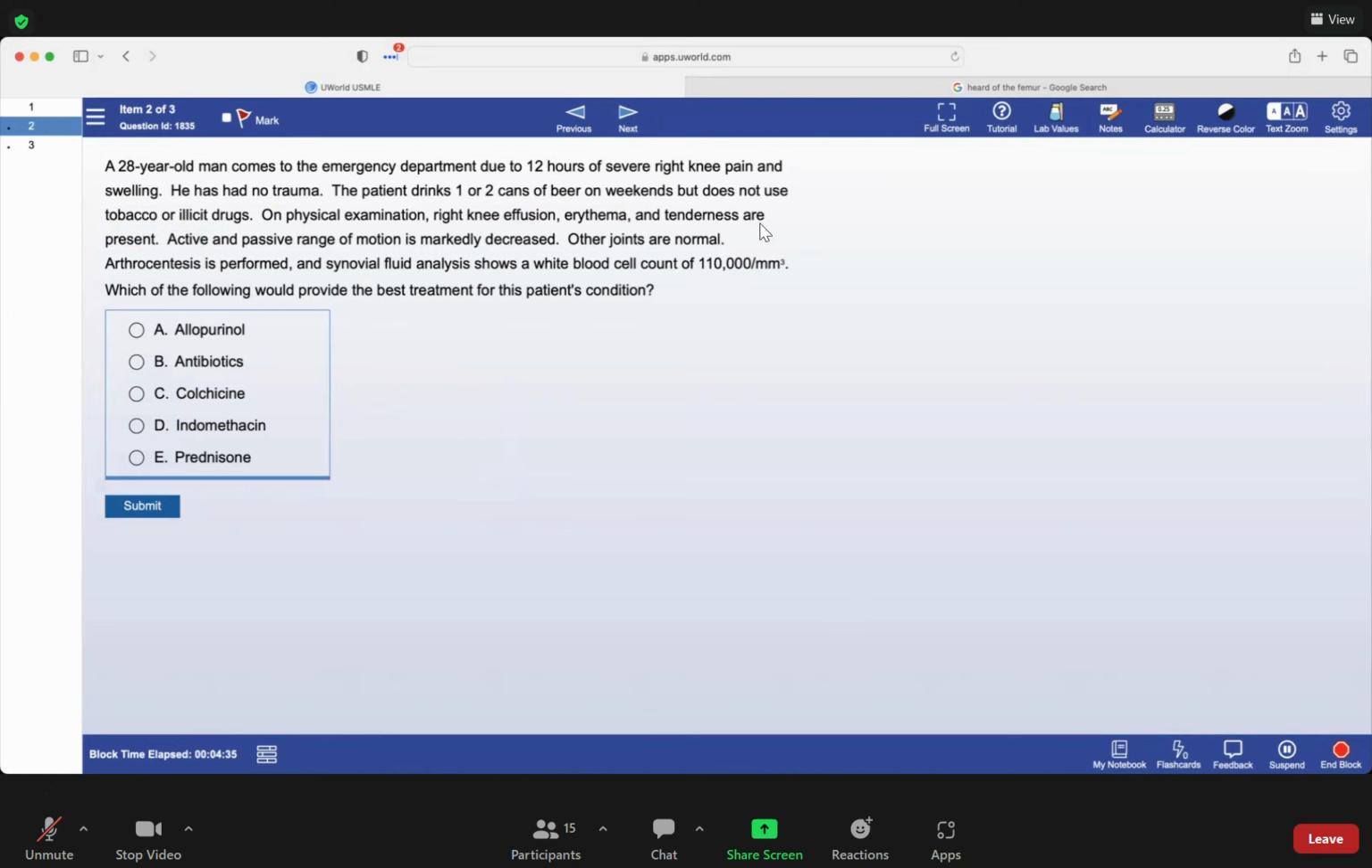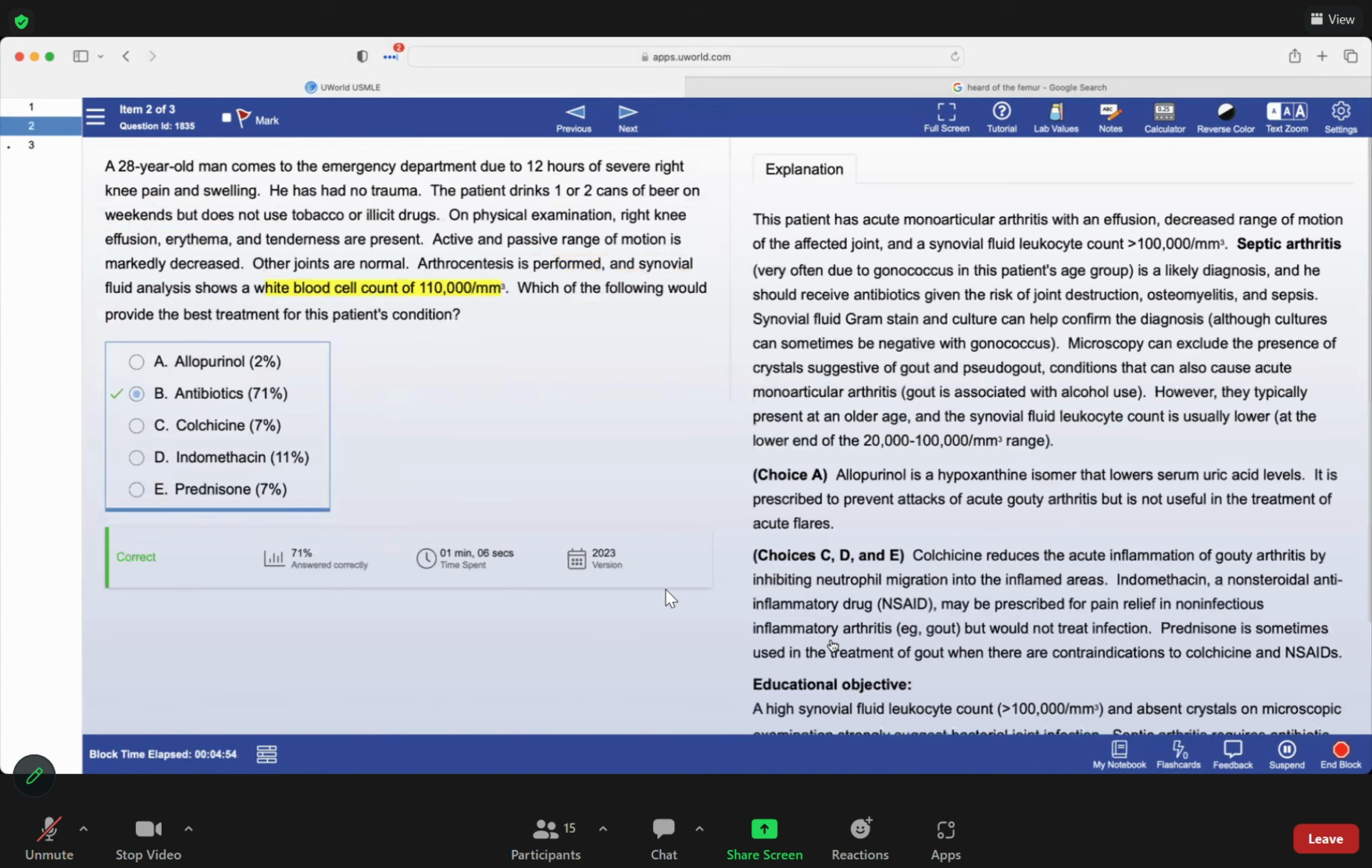Diagnosis, please. When you read this question, my eyes scanned this one. Did you guys do the same thing? So the minute it is more than 50,000, it's septic arthritis, okay? And then you're going to go for antibiotics. That is the treatment here, folks, okay? All right. That is what it is, okay?